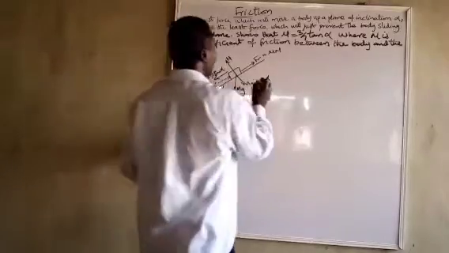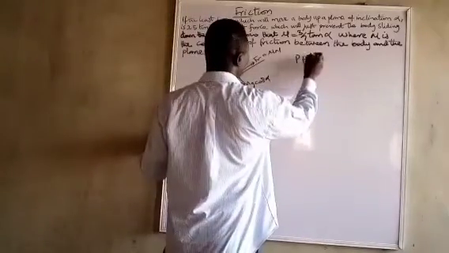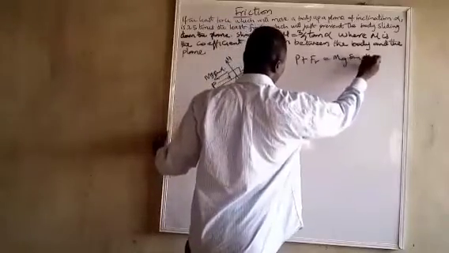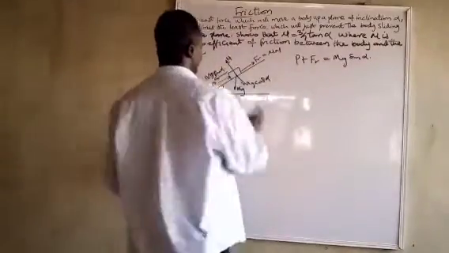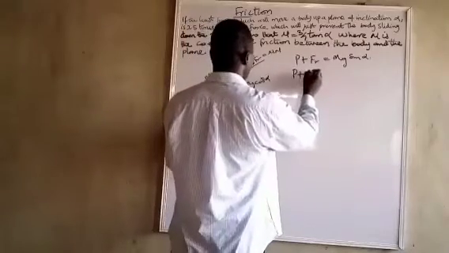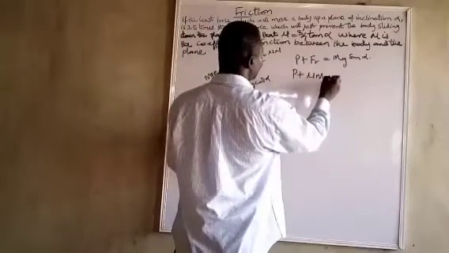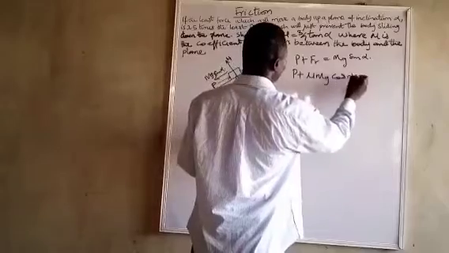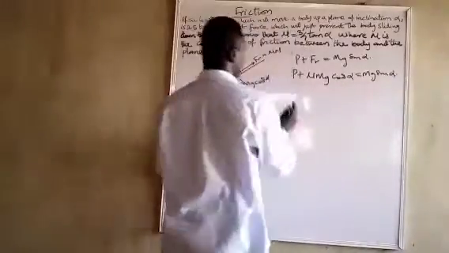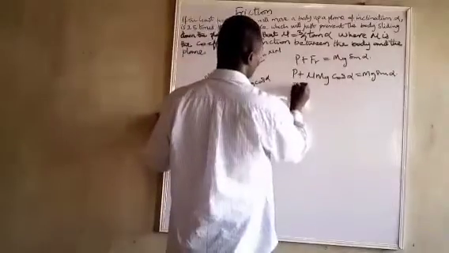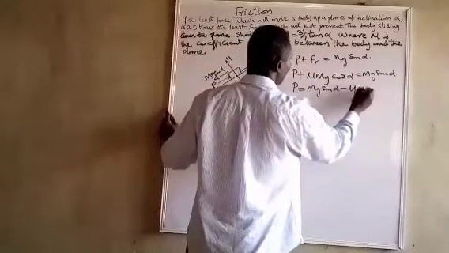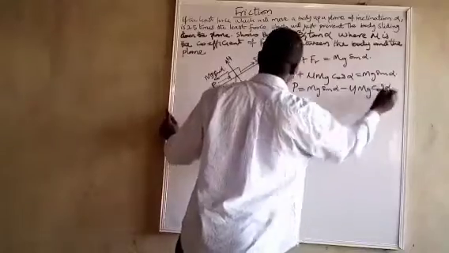To prevent it from coming down, we have P plus FR equal to mg sine alpha. And what is FR? Mu N. And what is N? mg cos alpha. So we have P plus mu mg cos alpha is equal to mg sine alpha. So this P will be equal to mg sine alpha minus mu mg cos alpha.